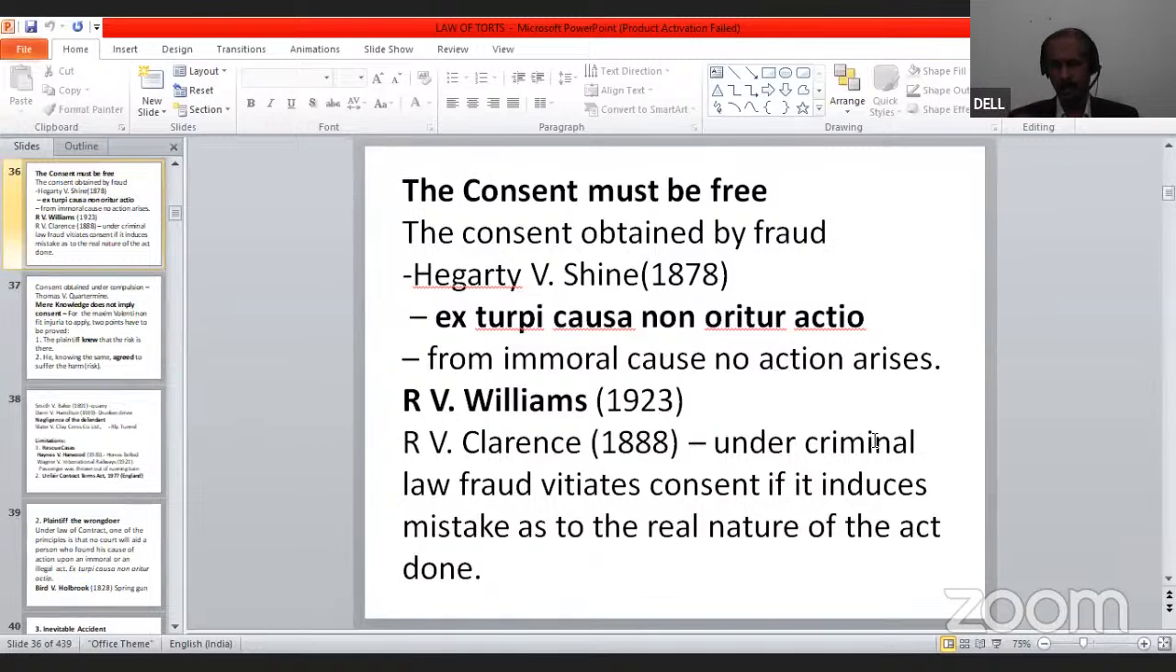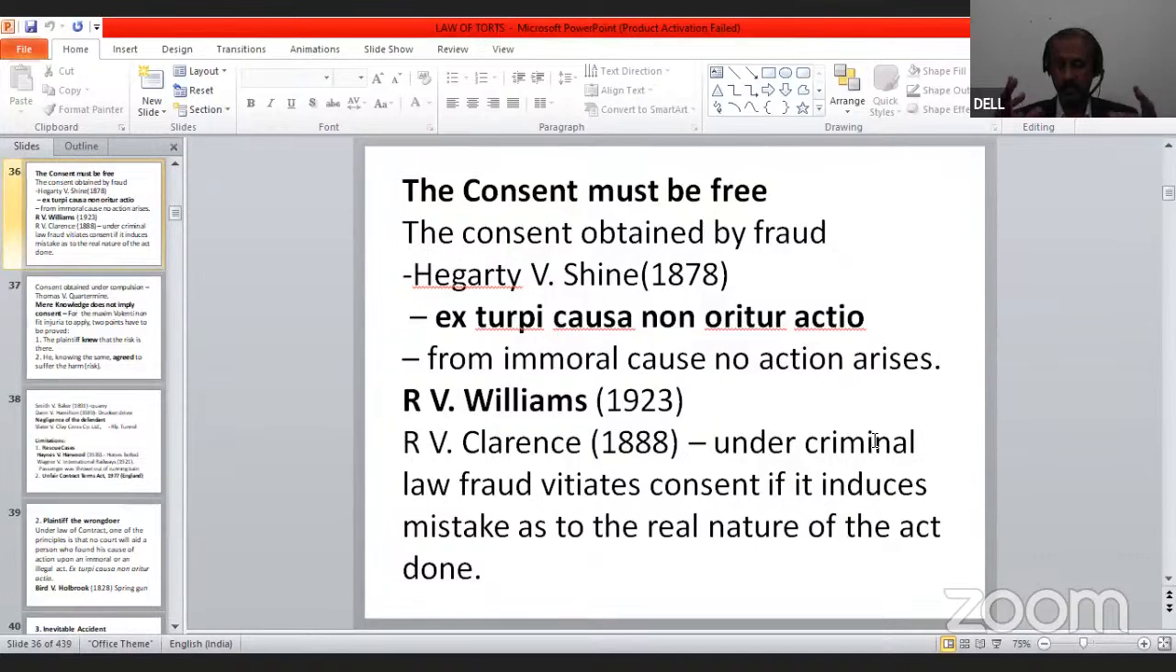So criminal consent, in criminal cases, under criminal law, fraud vitiates consent if it induces mistake as to the real nature of the act done. And also the wife's consent. Here again, they said it was voluntary, volenti non fit injuria, and no remedy for the wife.